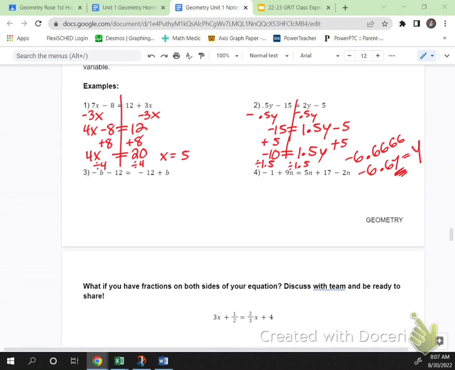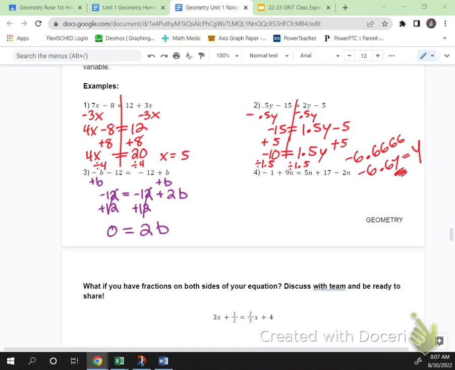All right, I want you to try 3 and 4 with your partner right now. Ready, set, go. Discuss. Go. We panic a little bit for number 3? No, never. You should have started by adding b to both sides. Get those variables together. So then I've got 2b. Then you should have added 12 to both sides, but a negative 12 and a positive 12 cancel out, and we get 0 equals 2b.